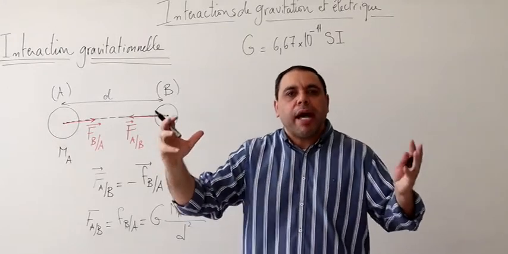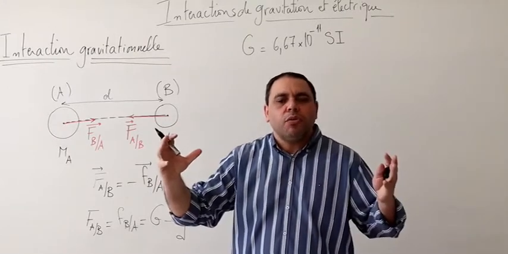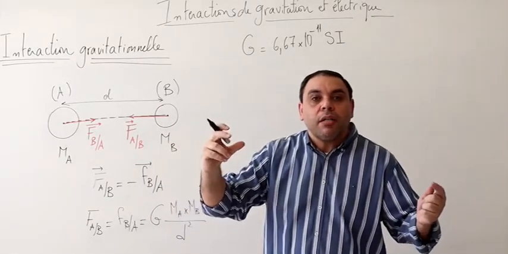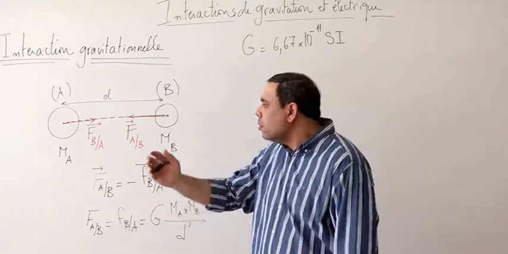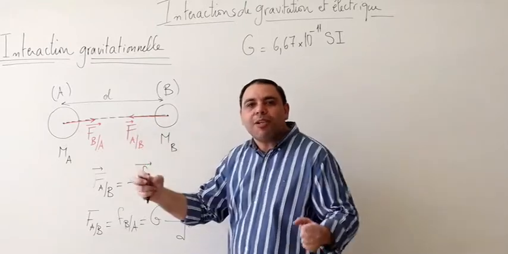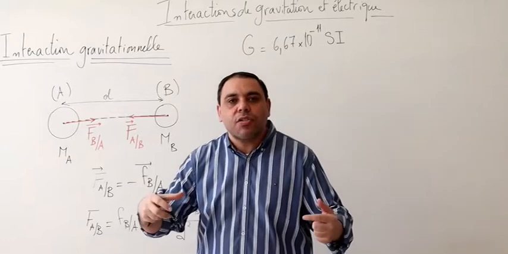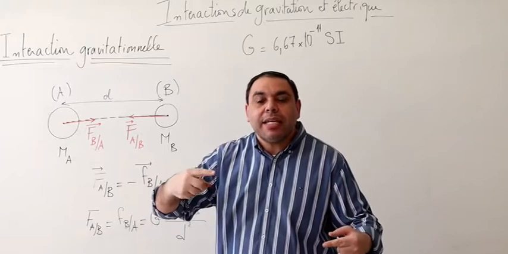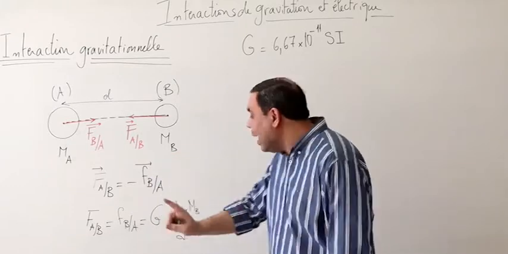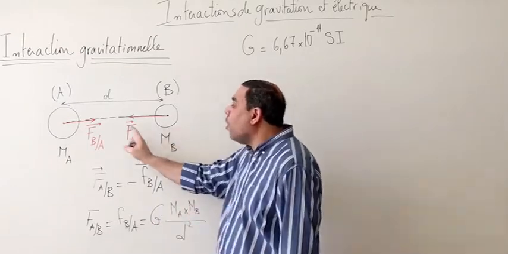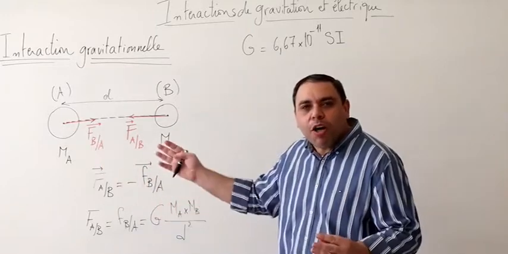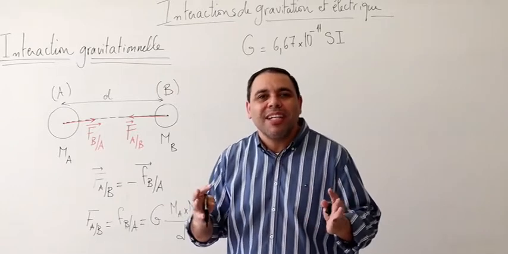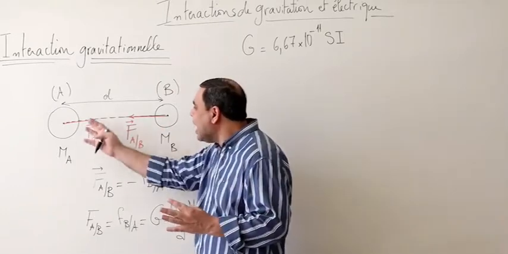If the masses that we're studying are at a certain distance from one another, they exert on one another a force of attraction. It is an interaction that happens at a distance. It is a gravitational interaction that depends on the masses of the bodies that we're studying. This is a force that is due to the mass. The mass is responsible for such interaction.